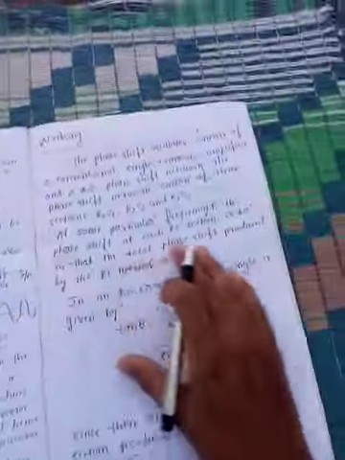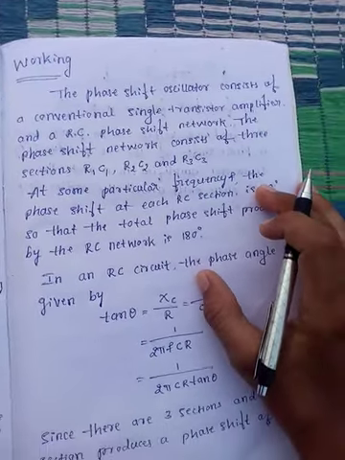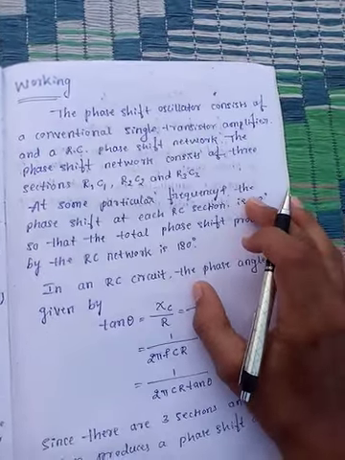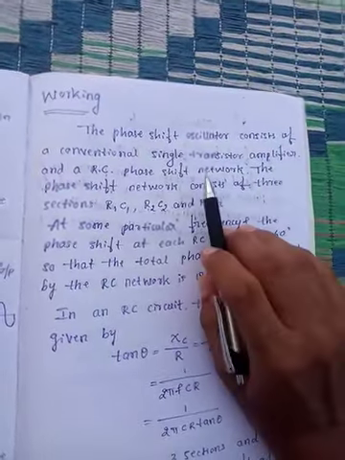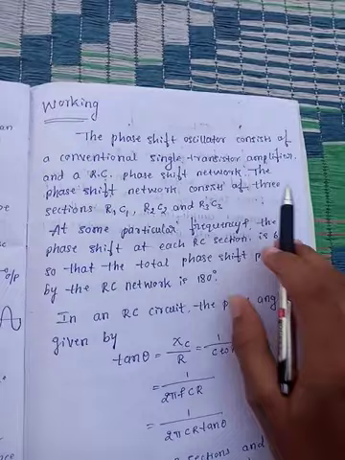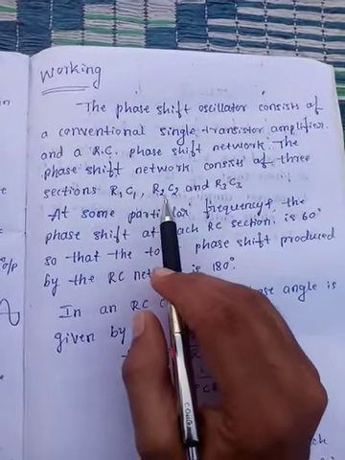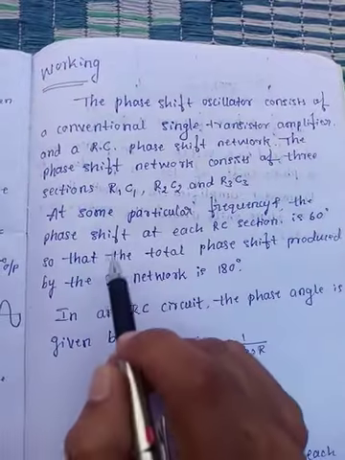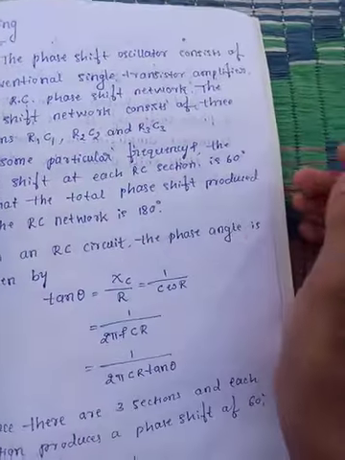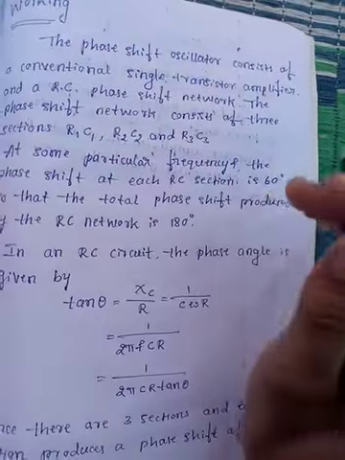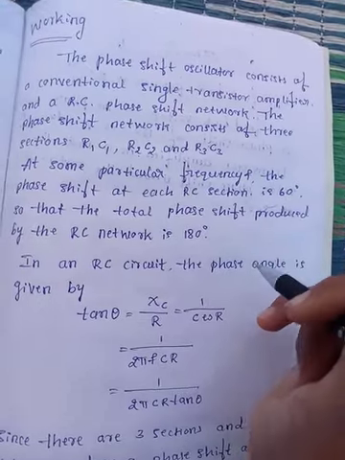Now look at the working. The phase shift oscillator consists of a conventional single transistor amplifier and an RC phase shift network. The phase shift network consists of three sections: R1, C1, R2, C2, and R3, C3. At some particular frequency, the phase shift of each RC section is 60 degrees. So this satisfies the Barkhausen condition.